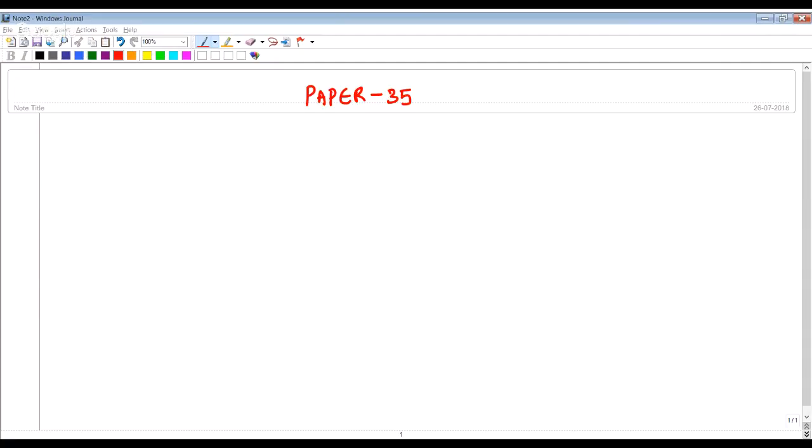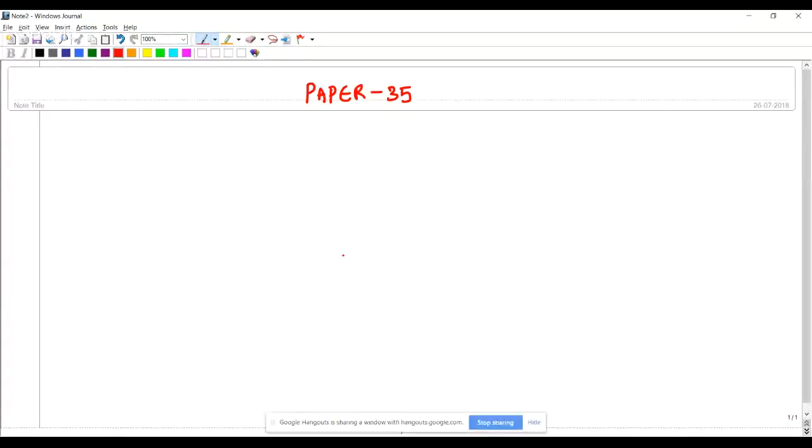Hello everyone. So today we are going to start paper 35 arithmetic. We'll start from question number 51. Question number 51 says a plus b plus c is equal to 2s.